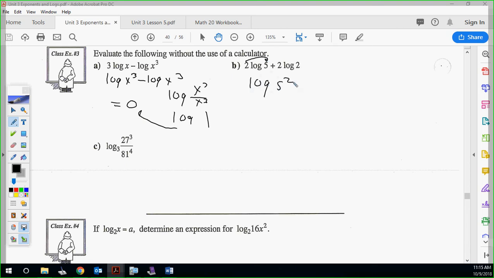Log 5 squared. Log 2 squared. Okay, so that's going to be 25 and 4. I like that because if I put those together, 25 times 4 is 100. Remember, that's a 10 here. So 10 to what power is 100? 2.